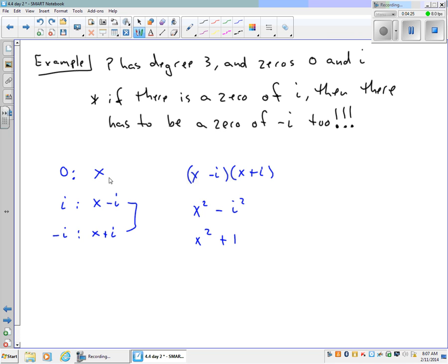Now we have to multiply in the third factor, the x. So I'm going to have that out here. And that's just distributing that in. And we get x cubed plus x. And that is our polynomial with a degree of 3 with those factors.